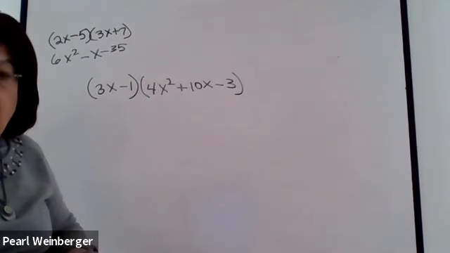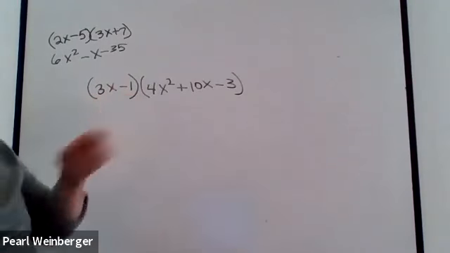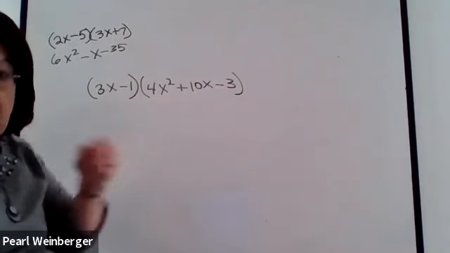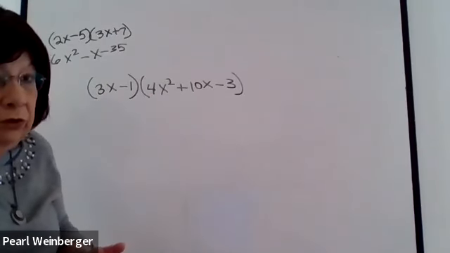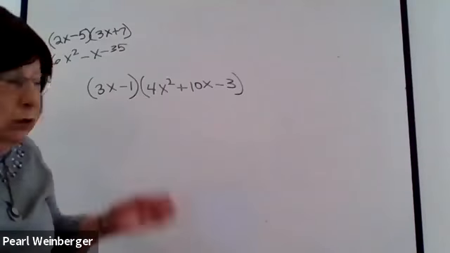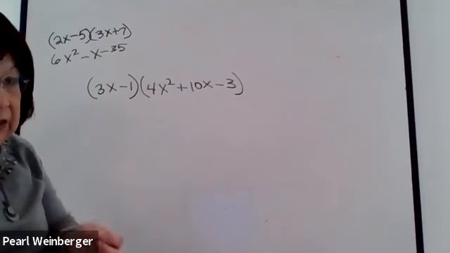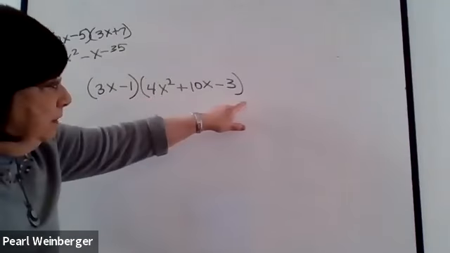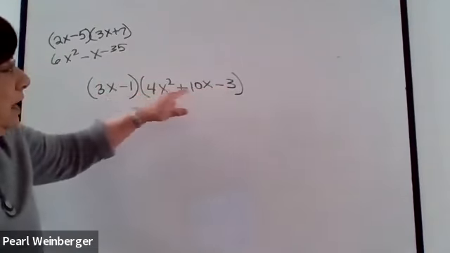All right. Now notice what I have here, the 3x minus 1 is again a binomial, but the 4x squared plus 10x minus 3 is a trinomial. I'm multiplying 2 polynomials, in this case, not a binomial times a binomial, but a binomial times a trinomial. But the method is going to be the same. I'm going to start with the first term in the first parentheses, the 3x, and multiply everything in my second parentheses by the 3x. I'm going to distribute the 3x to everything.